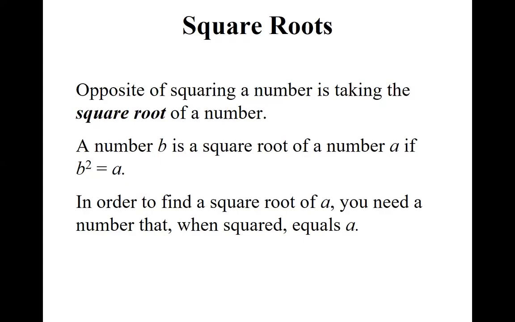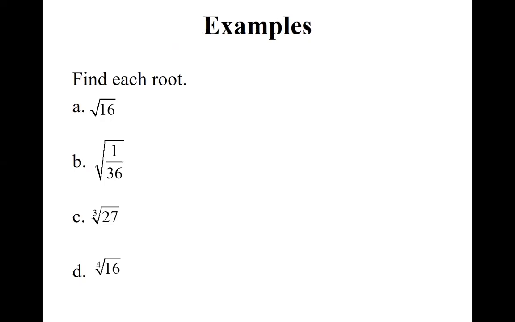What does all this mean? Well, let's take a look at part A in the examples. Find each root, the square root of 16. Well, a number is a square root of 16 if there is a number times itself, or a number squared, that gives us 16. Is there such a number? Yes, it's 4, because 4 squared is 16.